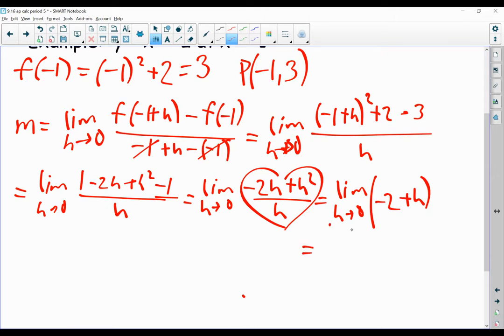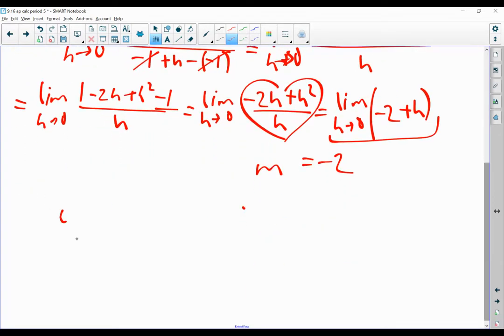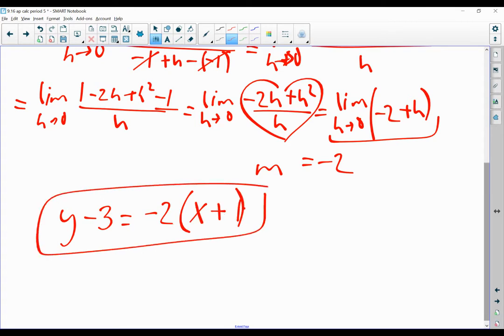Now your last step is to actually take the limit. So if I plug in 0 for h, negative 2 plus 0 is just negative 2. So there's my slope. And once you get your point and your slope, then it's just a matter of point-slope form. So y minus the y equals the slope times the quantity x minus the x. And that is the equation of the tangent line to the graph x squared plus 2 at x equals negative 1. And if you think about whether this makes sense, x squared plus 2 looks like this. If I look at negative 1 and draw that tangent line, it should have a negative slope. That seems about right, that it'd be negative 2.